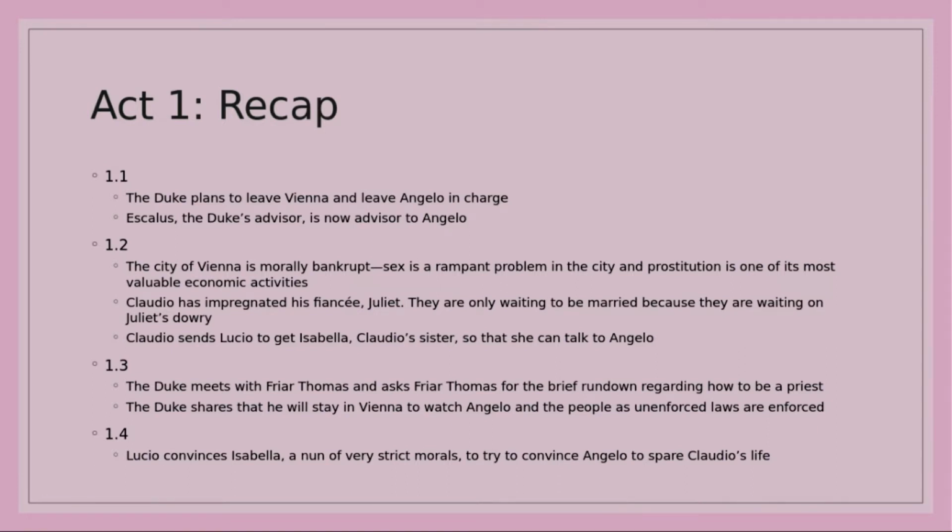We find out that the Duke hasn't enforced these laws in the last 14 years, and he's hoping that Angelo is going to pick up the slack. And he even says in Act 1, Scene 2 that if he were to enforce these laws after such a long time of not enforcing them, it would be tyranny. He would be a tyrant, and he doesn't want that.